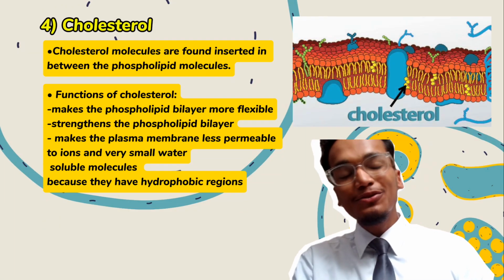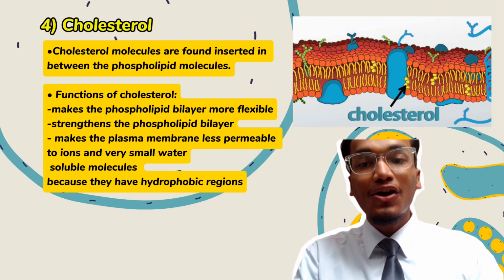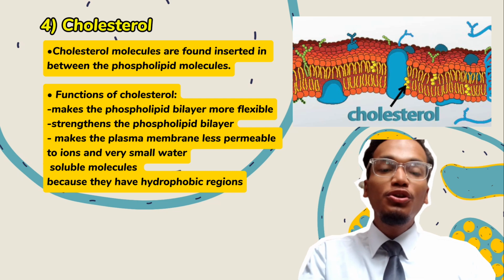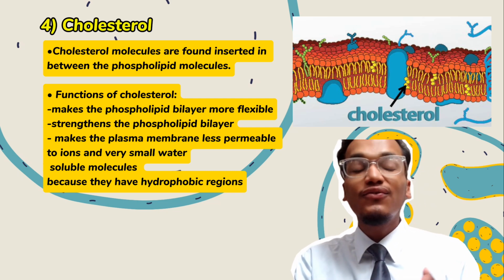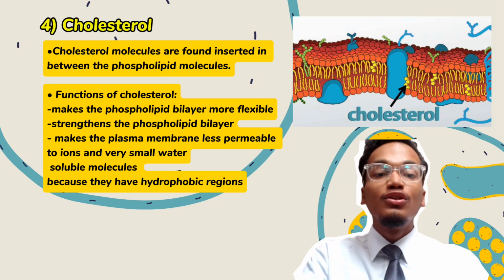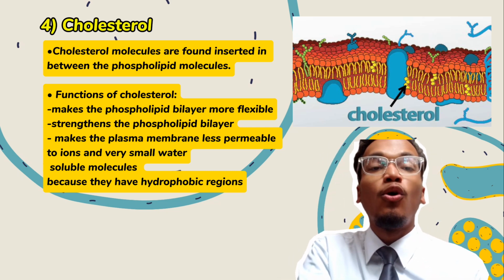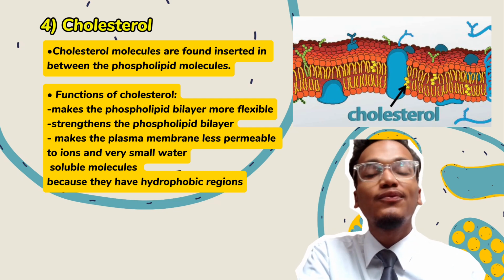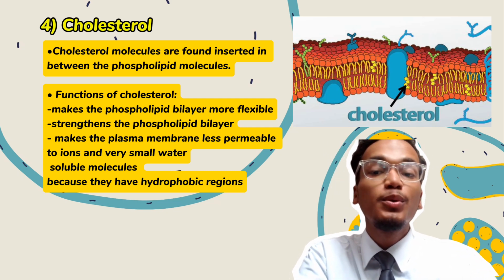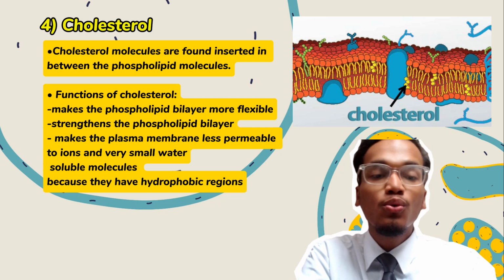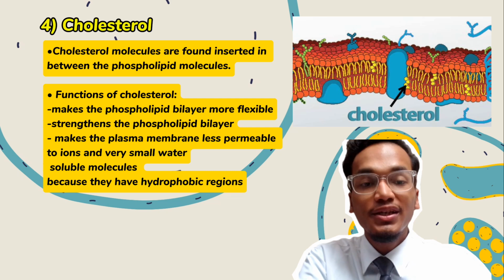Now, let us jump into the last structure of plasma membrane, which is cholesterol. Cholesterol molecules are found in the plasma membrane, inserted in between the phospholipid molecules. The function of cholesterol is it can make the phospholipid molecules more flexible, it can strengthen the phospholipid molecules, and it also makes the plasma membrane less permeable to ions and very small water-soluble molecules because the cholesterol has hydrophobic regions.